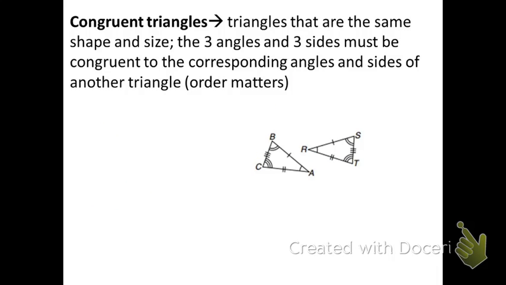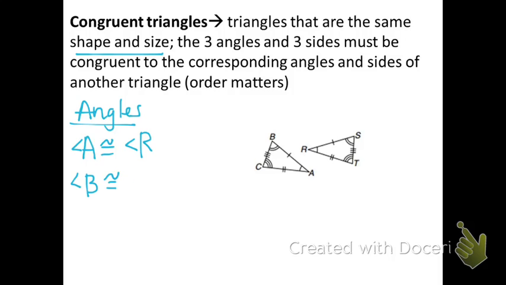Congruent triangles are triangles that have the same shape and size. That's important. The three angles and three sides must be congruent to the corresponding angles and sides of another triangle. So what we did first is we talked about all of the angles that we see that are congruent. Angle A is congruent to angle R. We can see that by the markings on our picture. Angle B is congruent to angle S, and angle C is congruent to angle T.